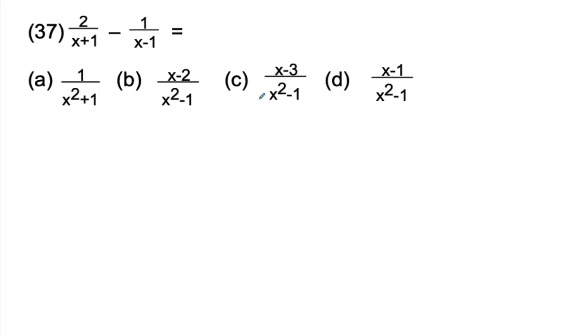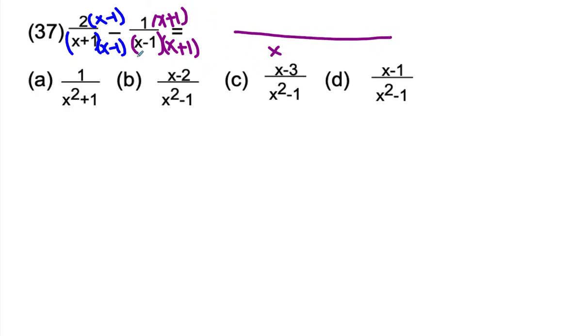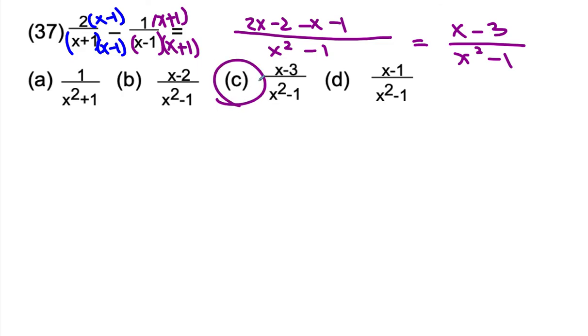Alright, number 37. When you want to combine them together, we realize that they don't have a common denominator. So for the first fraction, we're going to multiply by x minus 1. For the second one, we're going to multiply by x plus 1. Then what do we end up getting, guys? The denominator is the same, so we get x plus 1 times x minus 1, which is x squared minus 1. First, we get 2x minus 2 when you distribute 2. Second one, when you distribute negative 1, then minus x minus 1. So 2x minus x becomes x, and minus 3 over x squared minus 1. So we get choice C as the answer.